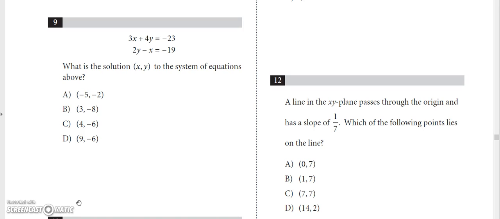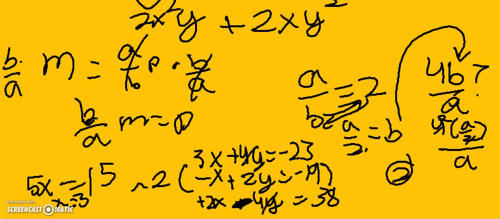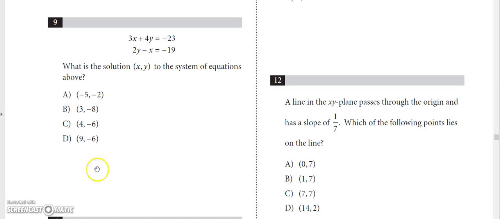Okay, now we could stop there because there's only one answer with 3 as the answer. So you can stop there. But for sake of completion, I'm going to solve this out further. So let's plug in 3 back into one of our equations. Let's do the first equation. So we have 3 times 3 is 9 plus 4y is equal to negative 23. And then negative 23 minus 9 is going to be negative 32. Negative 32 over 4 is indeed negative 8. So that's going to be B.